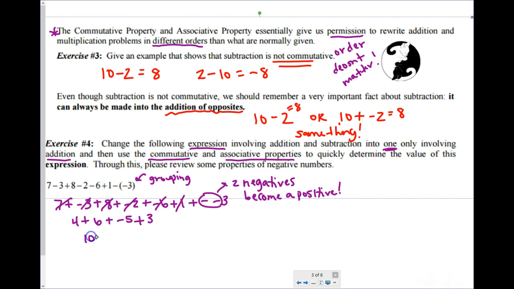4 plus 6 is 10, plus negative 3 plus 3 is negative 2, and 10 plus negative 2 is the same thing as 10 minus 2, which is 8.